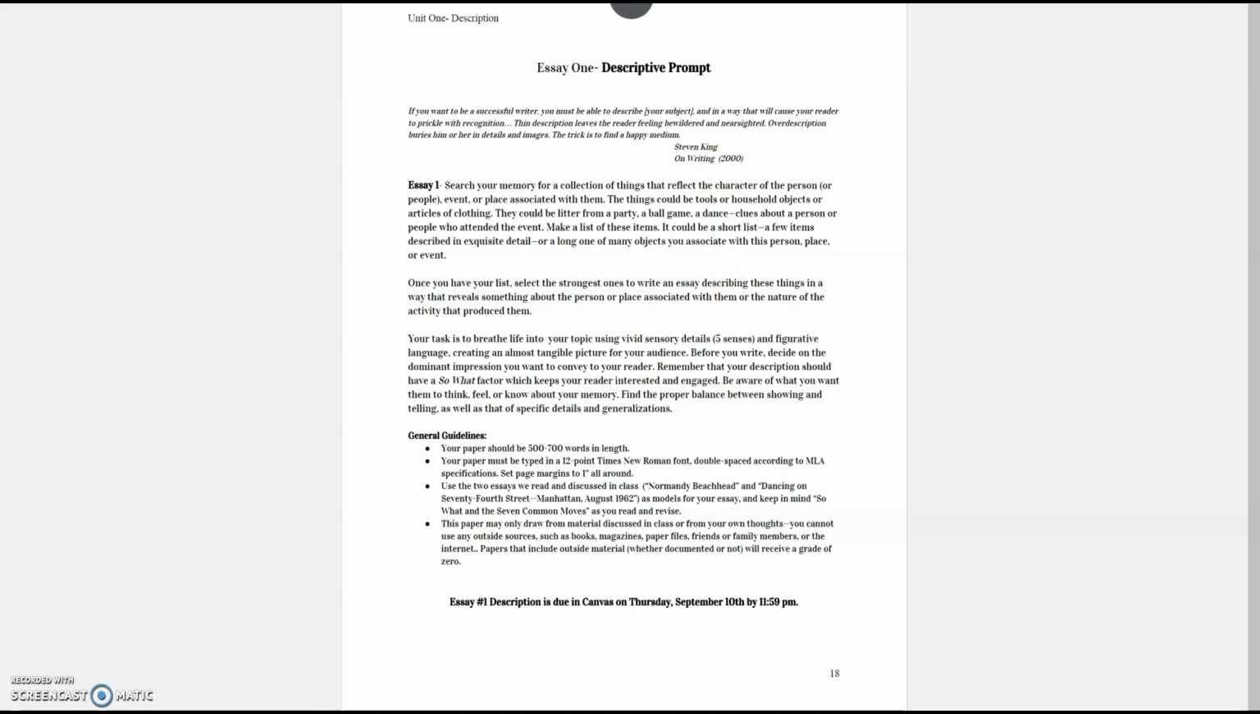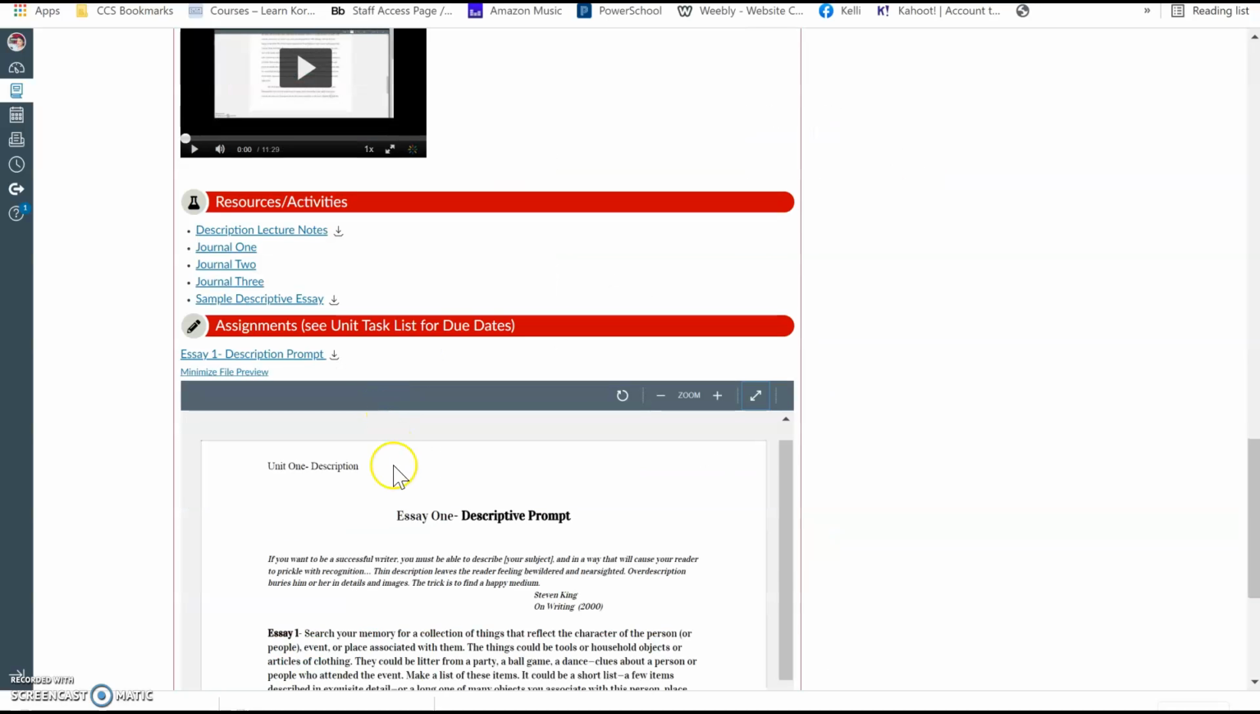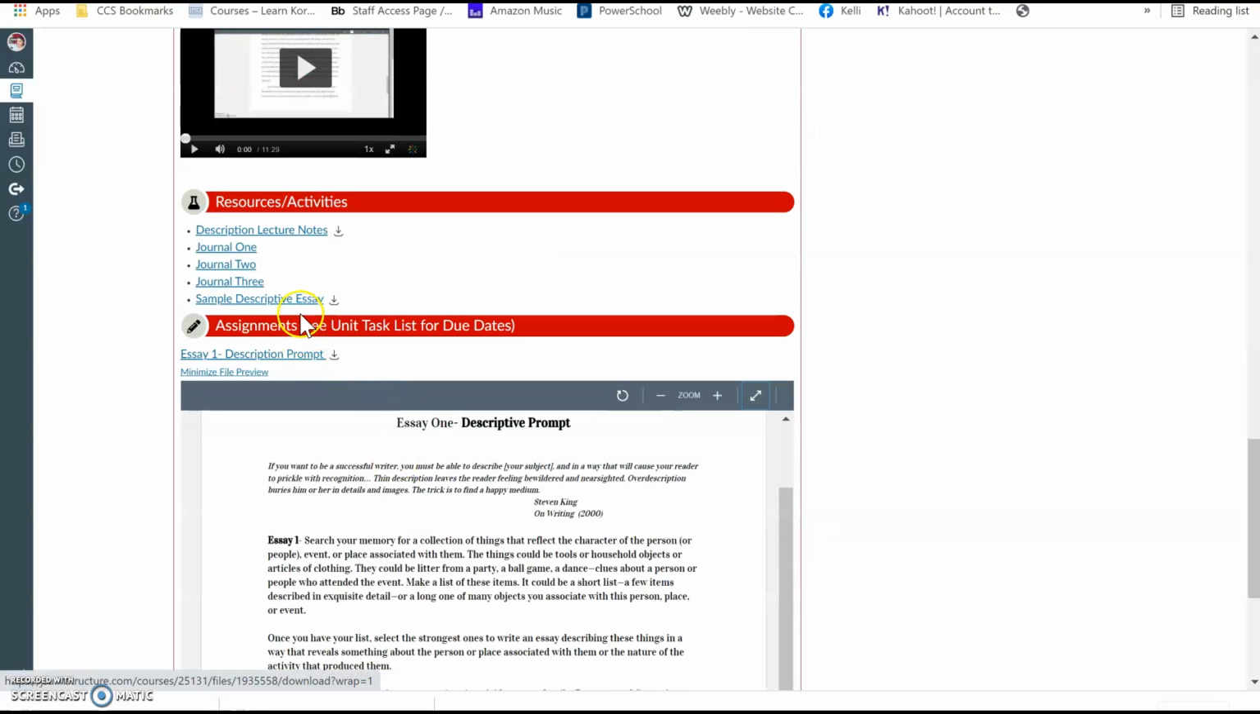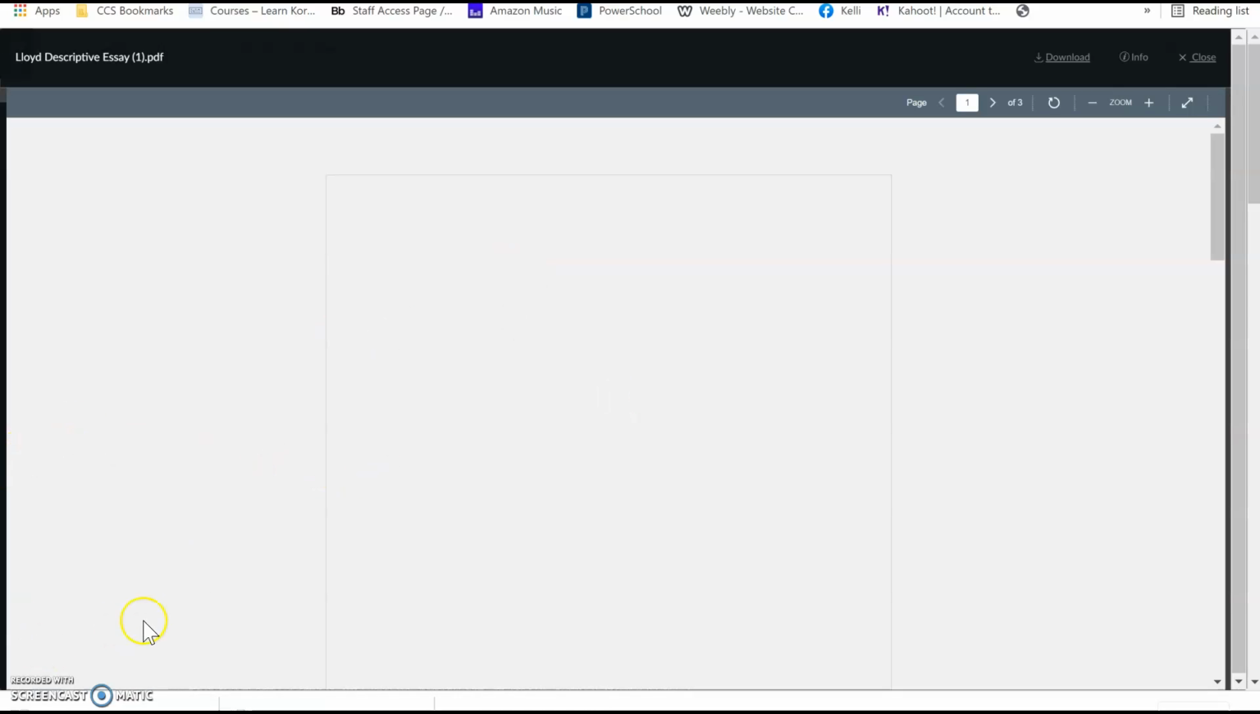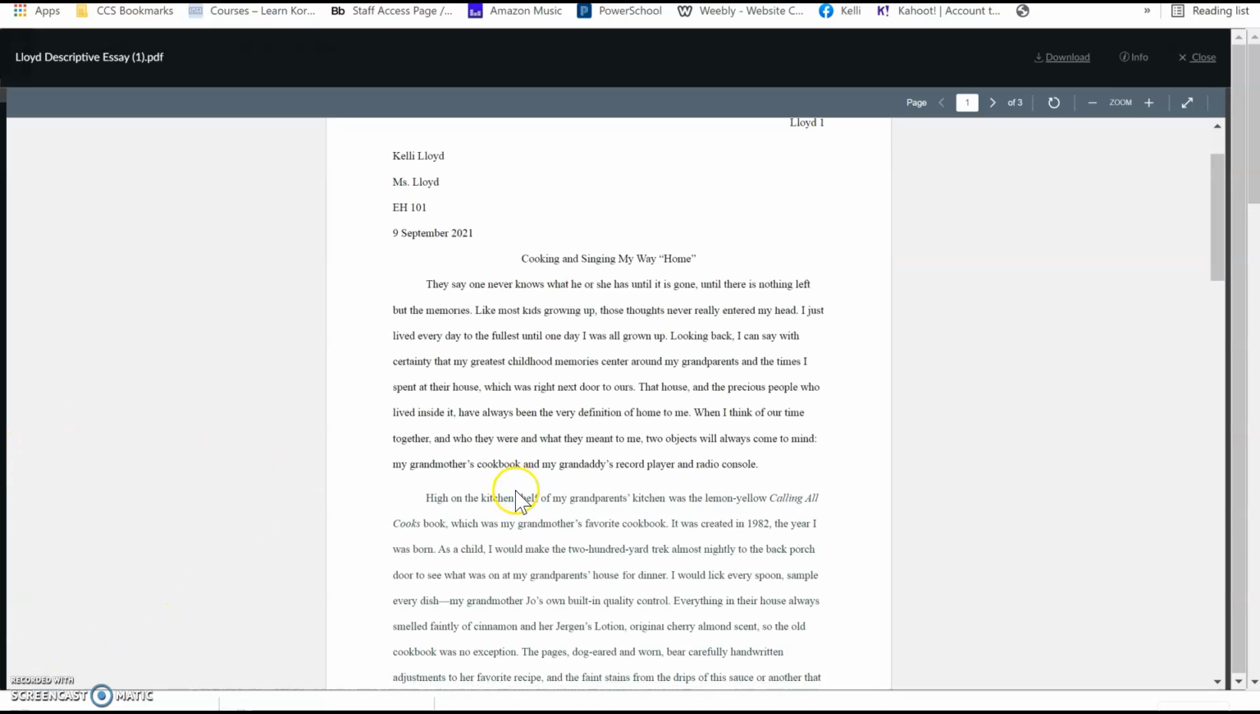objects. I gave you a sample essay that I'd written about my grandparents and their home and how it was such a meaningful place to me growing up. And I talked about two objects that always come to mind when I think about my grandparents and the time that I spent at their house.